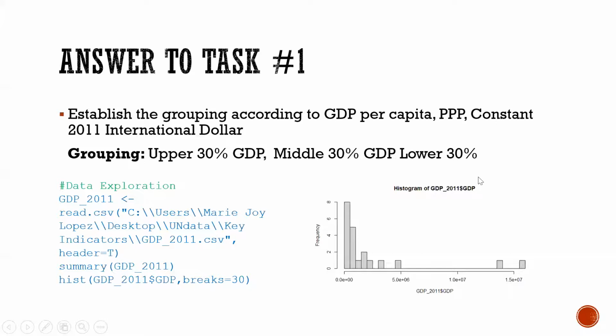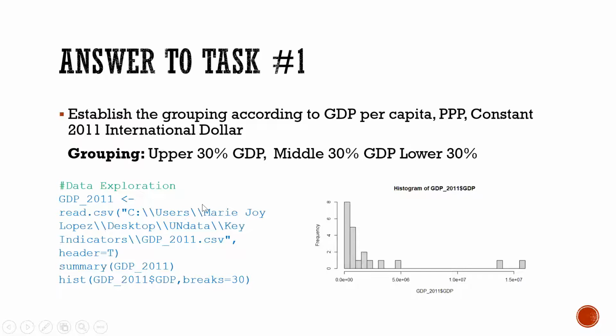So what I did is to look at first the histogram. So this is the histogram of the GDP 2011 grouping. And as we can see in the histogram, there are few extremely low GDPs and few extremely high GDPs. So what we did is to just classify the countries according to the upper 30% GDP, the middle 30% GDP, and the lower 30% GDP, just like what Elena a while ago had mentioned.